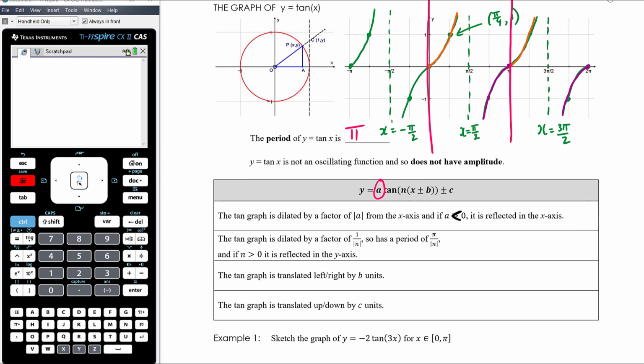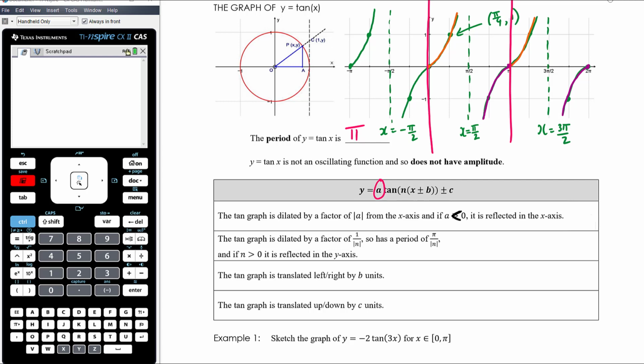The tan graph, if we change the value of n, the tan graph is dilated by a factor of 1 on n from the y-axis. So that means if we make n bigger, we're making the period smaller. But we're making the period smaller by a factor of 1 on n, and given that the original period was pi, the period of the tan graph becomes pi on n, 1 on n times pi.